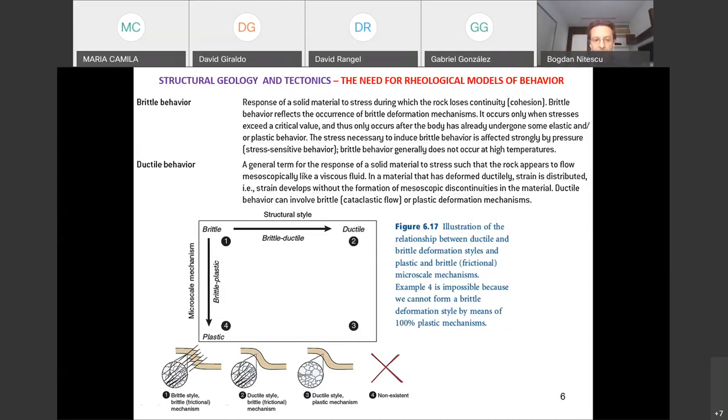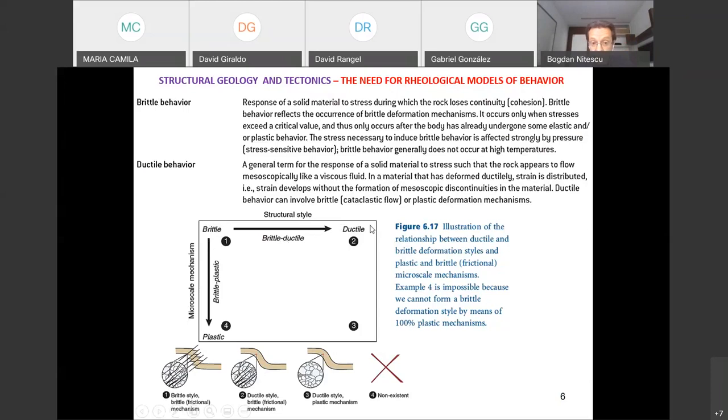So here this graph shows you very clearly these things. We have something called structural style. So you are a geologist, you go to map in the field, and to your eyes, you look at the outcrops. And you can see, in this outcrop, I can see brittle deformation, and in this one, ductile, but as a style of deformation. But when it comes to the mechanism of deformation, the micro-scale mechanism, what happened there? Then you can see that you go from brittle to plastic.